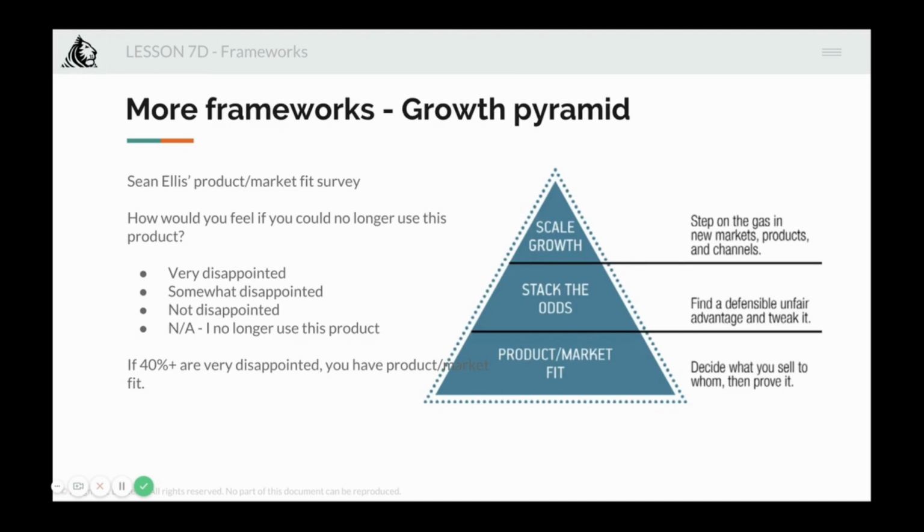So his theory is that in the growth pyramid, the baseline is product market fit. If you have the product market fit, only then should you figure out how to scale. So once you have product market fit, then you stack the odds. Basically, now you have to find a defensible, unfair advantage and tweak it. And once you have stacked the odds, then you scale the growth. Basically, step on the gas in new markets, products, and channels. That's how it works.